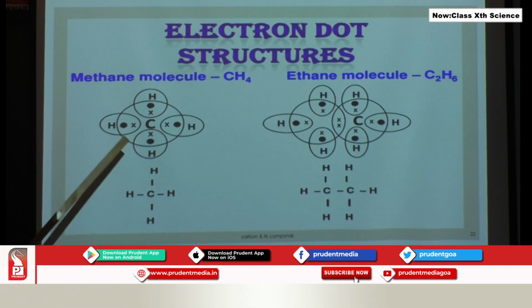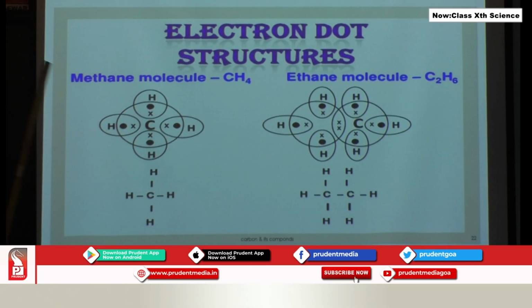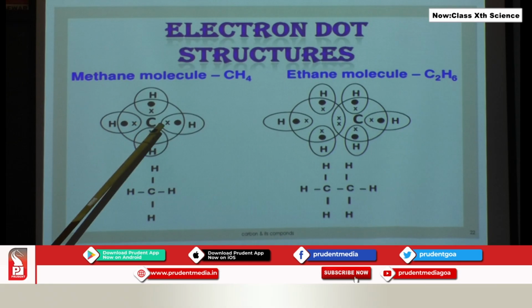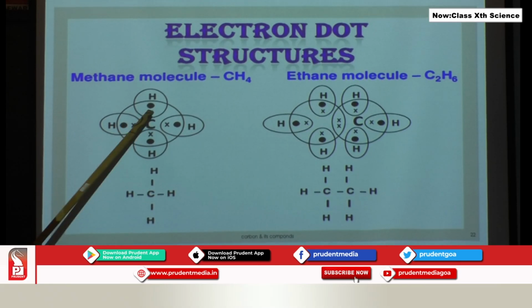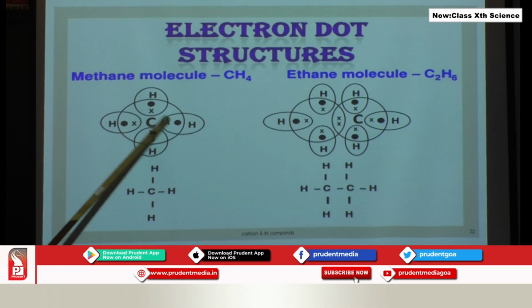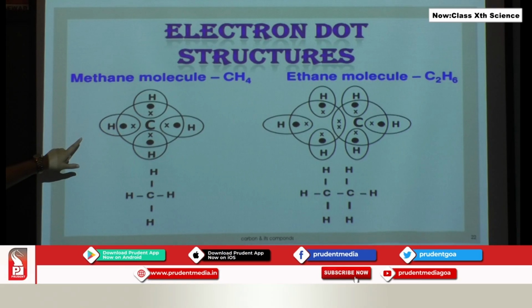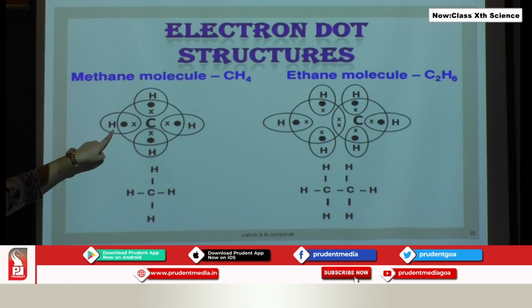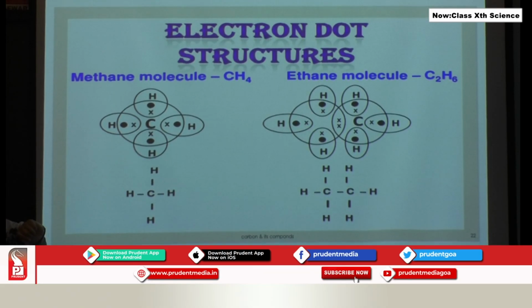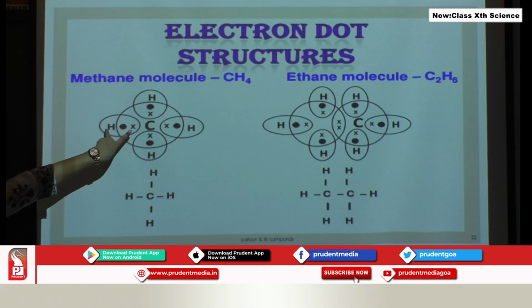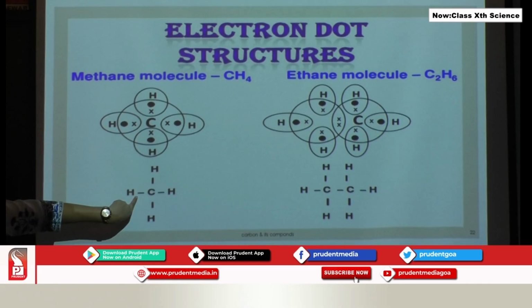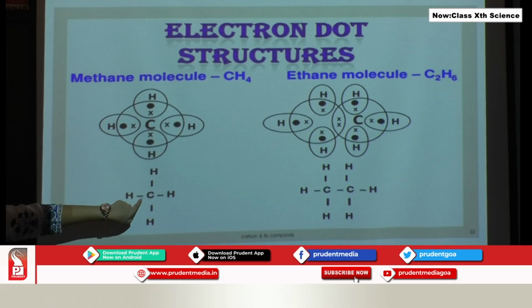Okay, the atomic number of carbon is 6. There are 4 crosses, the X that you can see, those are the electrons of carbon, and the dark dots that you can see are the electrons of hydrogen. So you can see in the first case, students, hydrogen is sharing its 1 electron, carbon is sharing its 1 electron. Okay. The bond between carbon and hydrogen that is formed is a single bond.